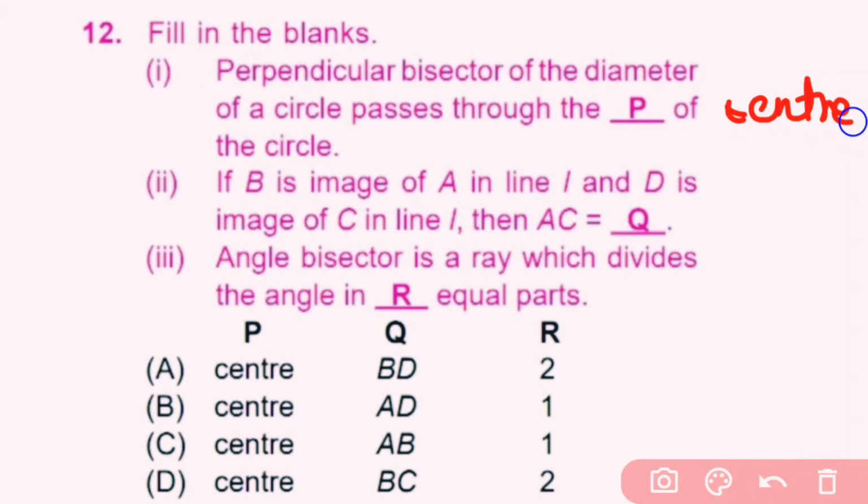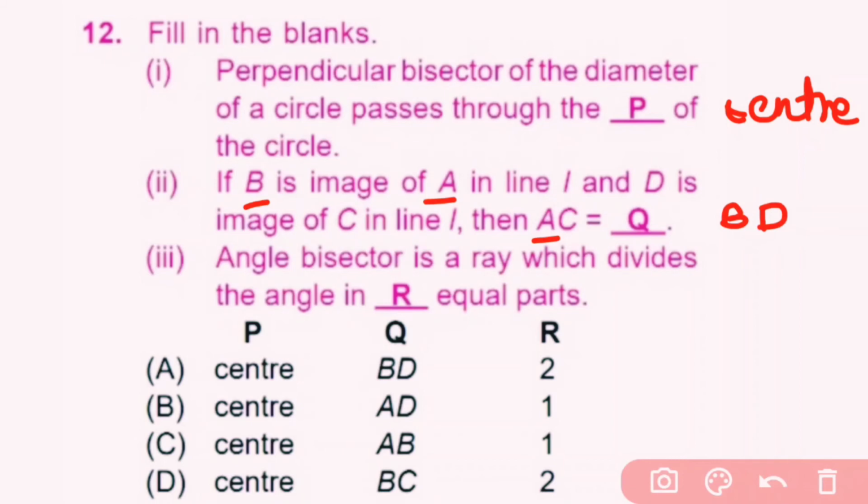Option 2, if B is image of A in a line L and D is image of C in line L, then AC is equal to Q. So we write B instead of A because B is image of A, and we write D instead of C because D is image of C. So here AC is equal to BD.